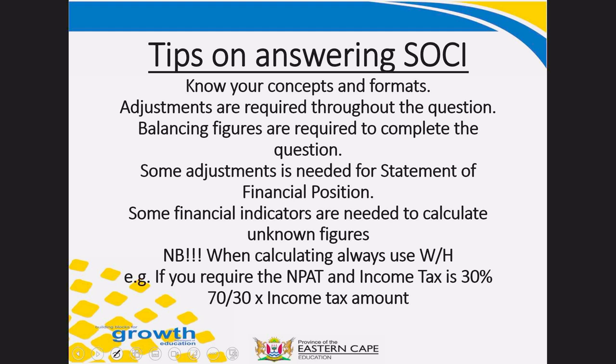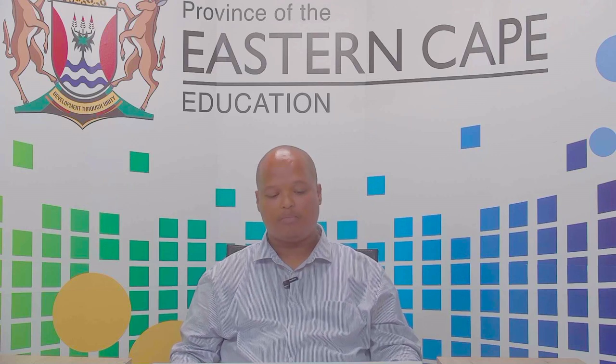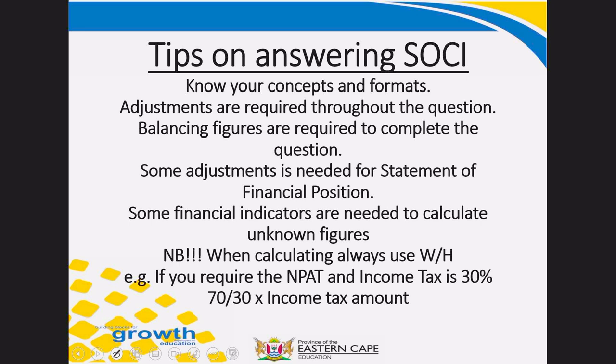So first of all, when it comes to the statement of comprehensive income, it's important for you to know your concepts, to score those easy marks at the beginning of the paper if it is being asked, as well as the format of the statement of comprehensive income. Adjustments are also very important. You will always get adjustments where you are asked to adjust a figure from the pre-adjusted trial balance, and then the final figure you will put in the last column of the statement of comprehensive income.